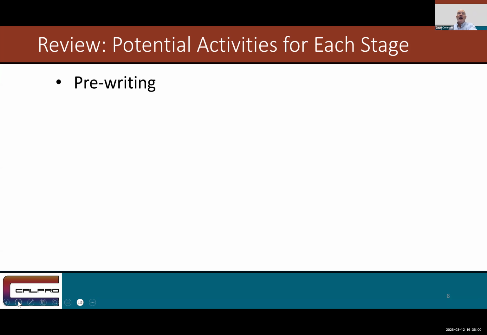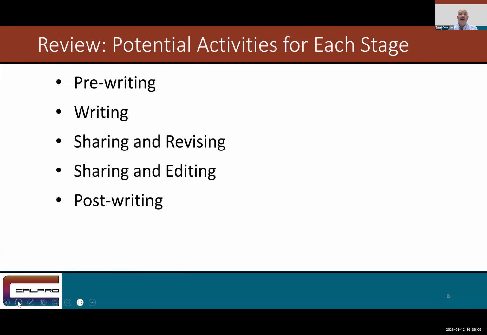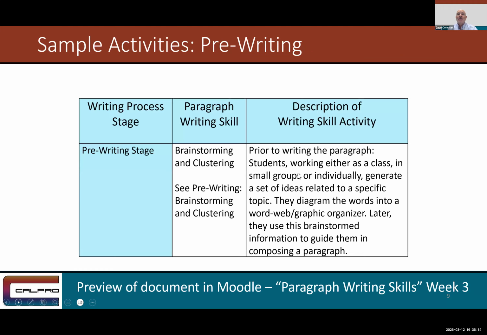All right. So again, let's talk about these areas. We've got the pre-writing, writing, sharing, revising, sharing, editing, and post-writing. So what are some great activities for these? Let's look at the chart the way you did in Moodle and reflect on some of these and learn from each other. We have a thumbnail sketch of the 6 writing skills activities. In the left column, it's the stage in blue, so this is the pre-writing stage. Then next we have the skill, and then we have some activities.